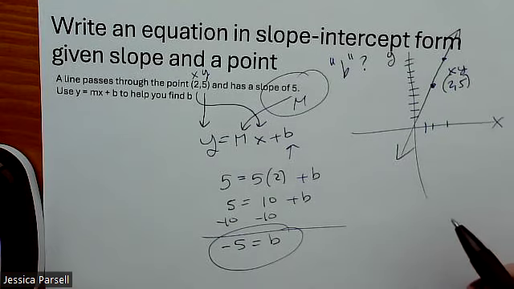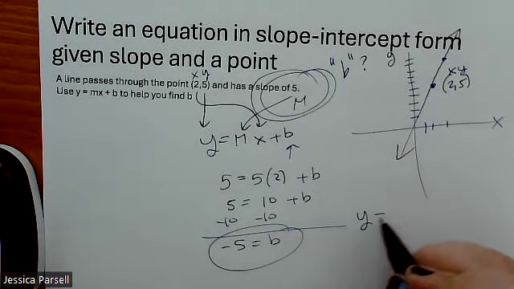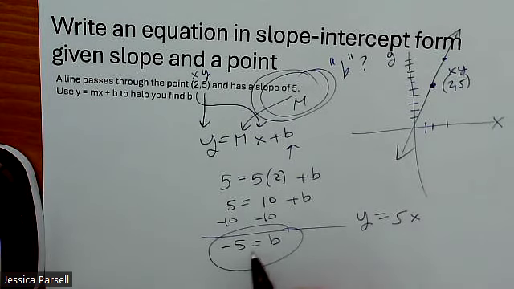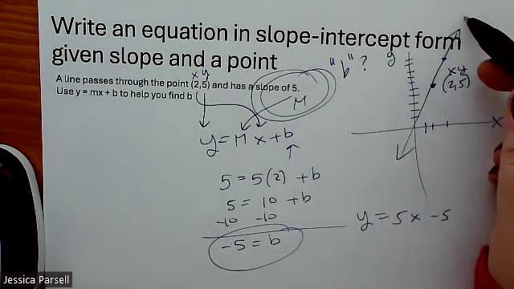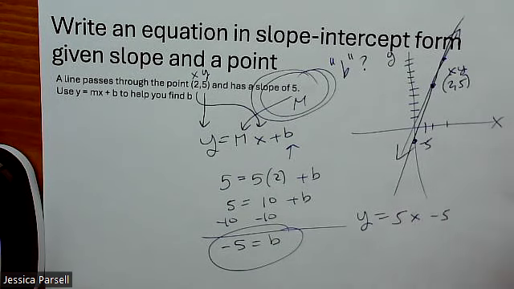So now you have b, and you got m. There's lots of 5's here. So now you can write your equation. Y equals the slope of 5. Don't forget the x. And we have found the negative 5 to be our b. So when I drew this line, it was probably pretty inaccurate. It's probably crossing somewhere down here at negative 5, according to our algebra. So if I had a piece of graph paper, it probably would have gone a little better for me.